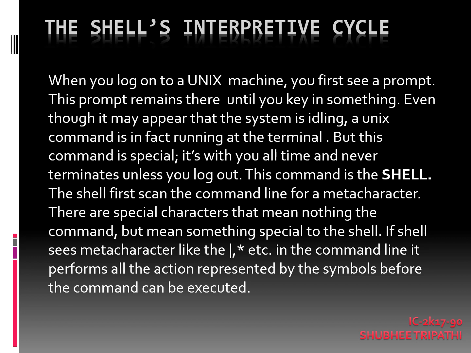The shell first scans the command line for a metacharacter. There are special characters that mean nothing to the command but mean something special to the shell. If the shell sees a metacharacter like pipe or asterisk etc. in the command line, it performs all the action represented by the symbol before the command can be executed.